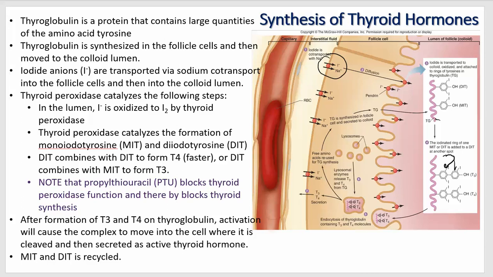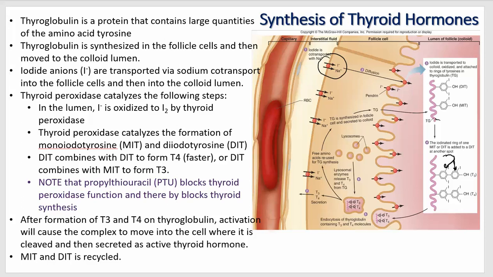Okay, so then we have 2 of these that are joined together, and they're still stuck to this thyroglobulin protein. All of these steps that I just named are catalyzed by something called thyroid peroxidase. So thyroid peroxidase is the enzyme that catalyzes the synthesis of thyroid hormone. Okay, why is that important?